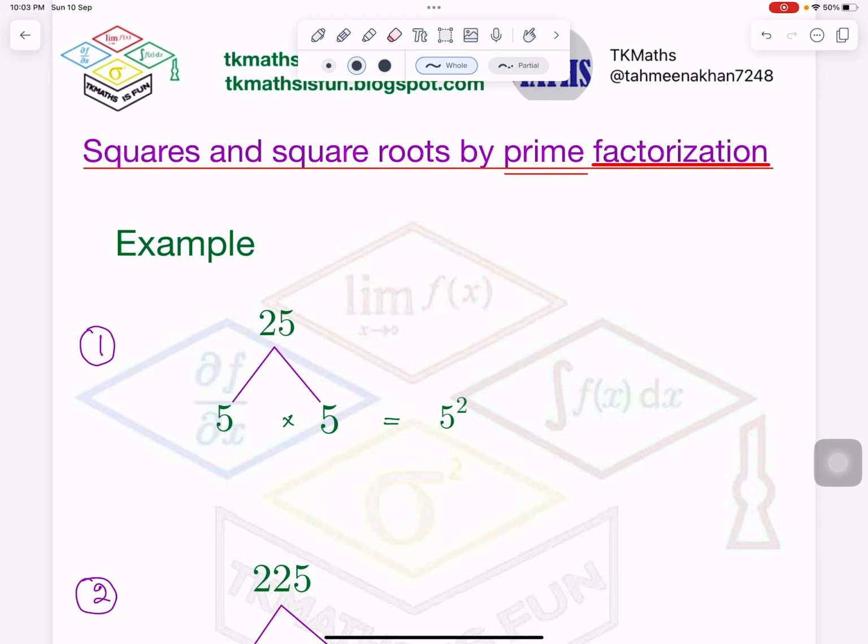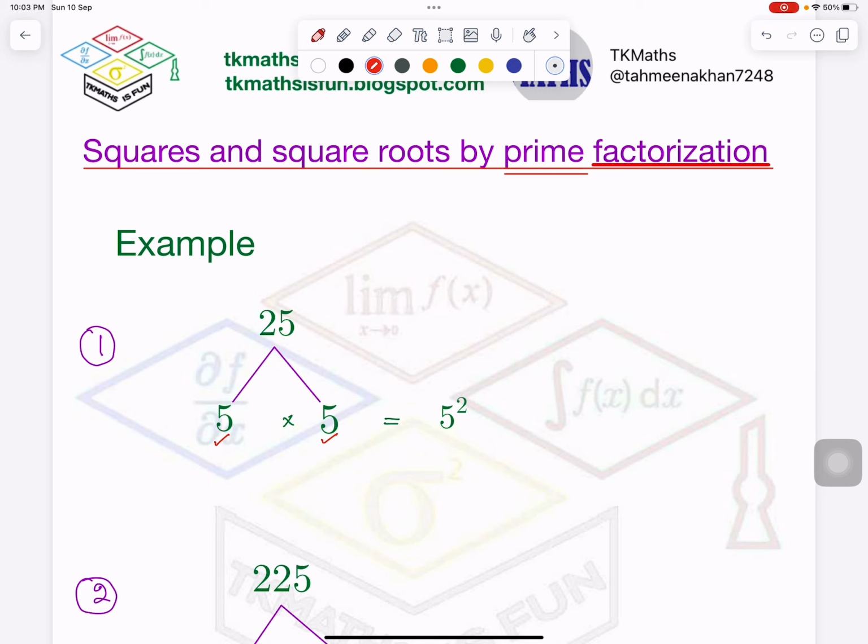Now the question is given, for example, 25. Now this one is small, and you can do it without any diagram, but just to make you understand, I have taken this small example. I will divide 25 into two branches, and I have to start with a prime number. So I started with 5, and 5 times 5 is 25.